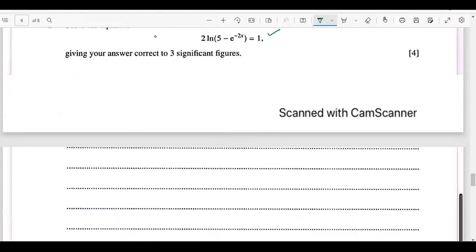I would get ln of 5 minus e to the power minus 2x equals 1 by 2. Very good. Now I need to get rid of this, so you can take e to the other side. So I'll take e to the ln and e to the 1 by 2 on both sides. This would become e to the 1 by 2, right?